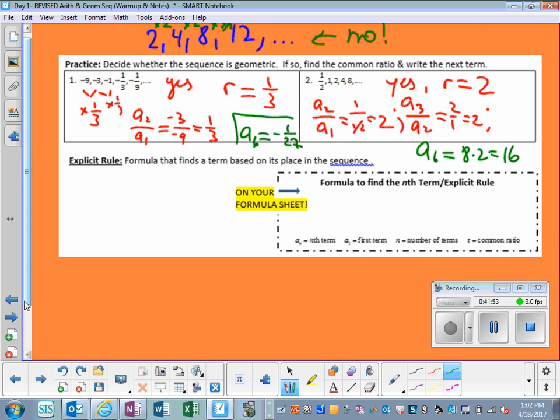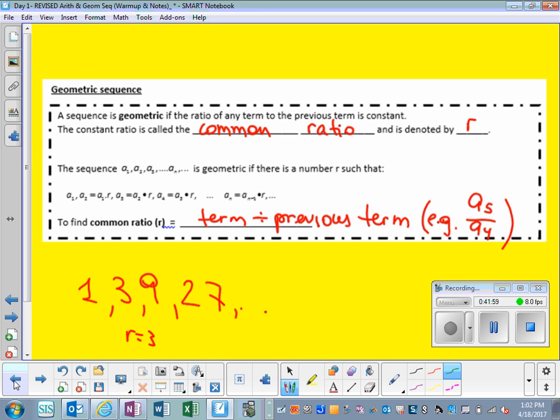Now explicit rule. So this was the recursive rule again, right? Because for this rule, how we define this sequence, an equals the previous term an minus 1 times r. This is the recursive rule. Now let's figure out what the explicit rule for a geometric sequence is.